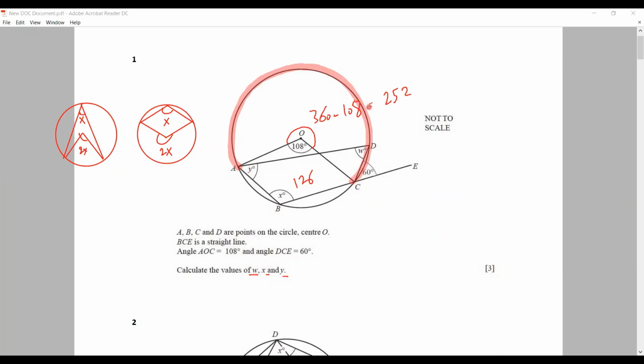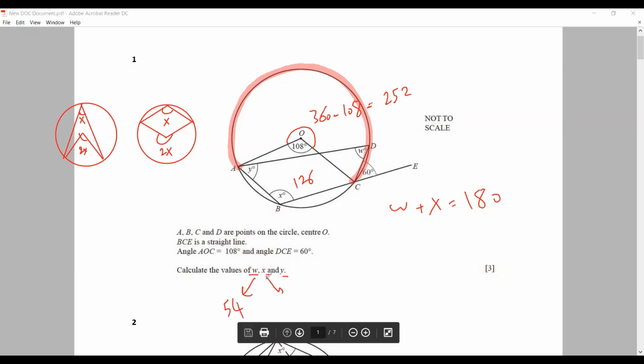Then we want to find W. Since A, B, C, D, all these points lie on the circle, we call them concyclic points, and the quadrilateral they form is called a cyclic quadrilateral. So opposite angles are supplementary, so that means W plus X must be 180. We found X, so 180 minus 126, that would be 54. Right, so W is 54, X is 126, and Y, where is Y?